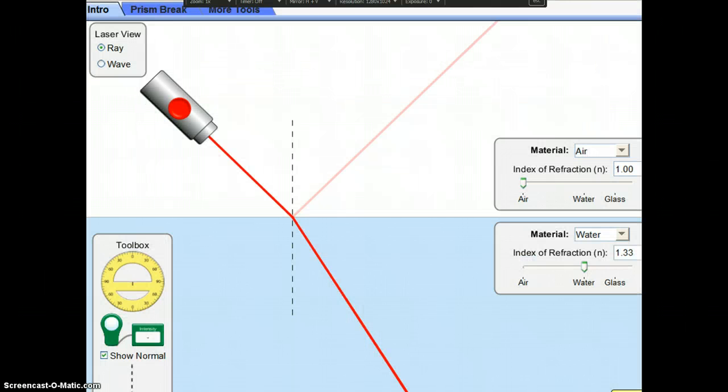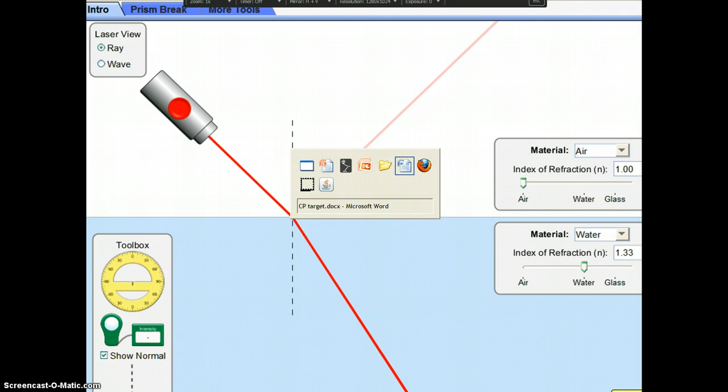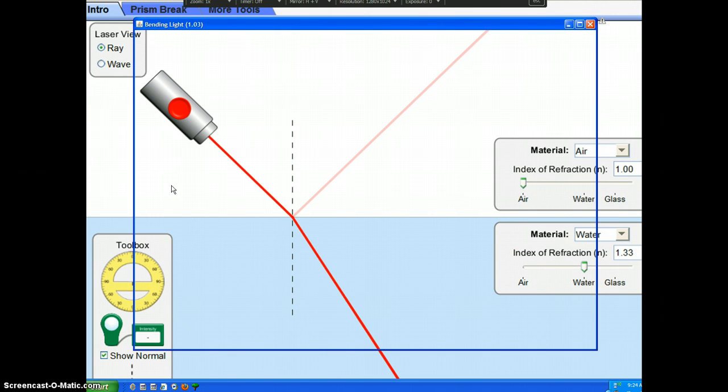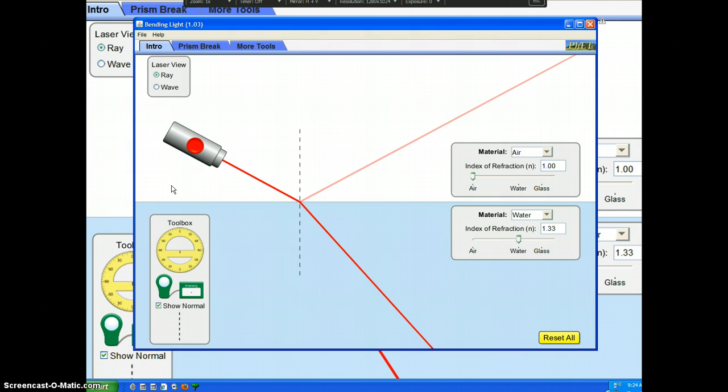Now we go to a simulation. Turn the page. Here's the big question. What's the big question? The index of refraction for both materials is the same. What will the light do? It'll just go in a straight line. It will not bend. It will just go in a straight line.